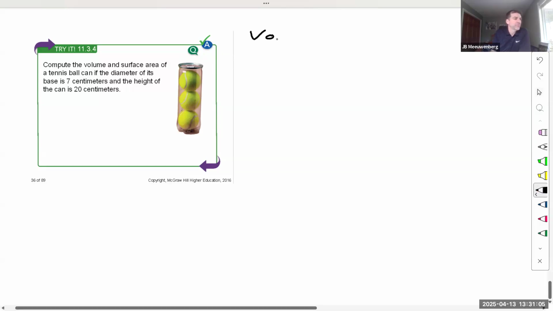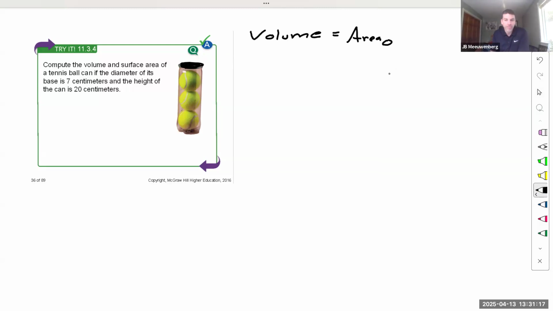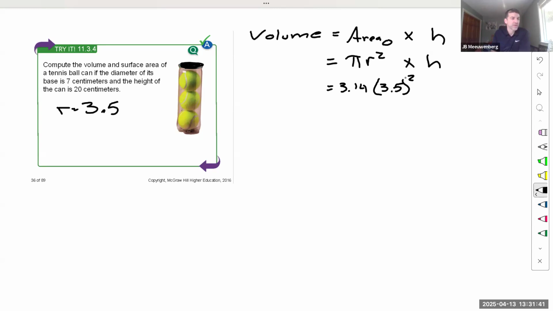I'm going to start by calculating the volume of this. And to calculate the volume, we're going to need the area of the circle at the top of the can. Once we know that, we will multiply that by the height. So our area is pi r squared, and then we'll multiply that by h. So we have 3.14 times the radius. Now, it said the diameter is 7, which means the radius is 3.5 centimeters. So we'll take 3.5 squared. Once we know that, we'll multiply that by the height. I'm estimating pi to be 3.14 here.